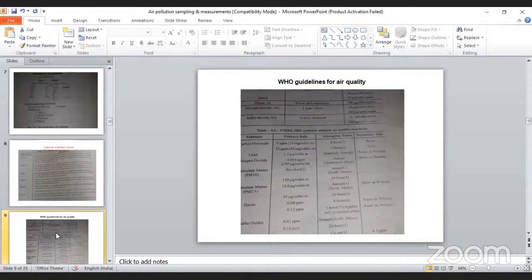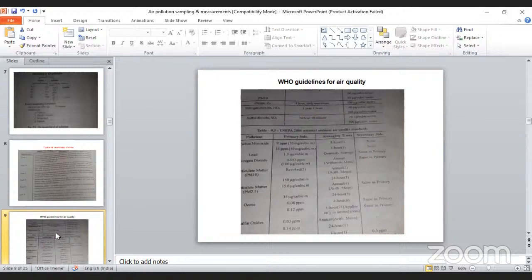Ozone level, 8 hours sampling, the daily maximum they have considered, that is 100 microgram per cubic meter of air. Nitrogen dioxide, 1 year, 1 hour, varies from 40 to 200 microgram per meter cube of air. And sulfur dioxide varies from 24 hours to 10 minutes, which varies from 20 microgram per meter cube to 500 microgram. Then we can understand all the values.